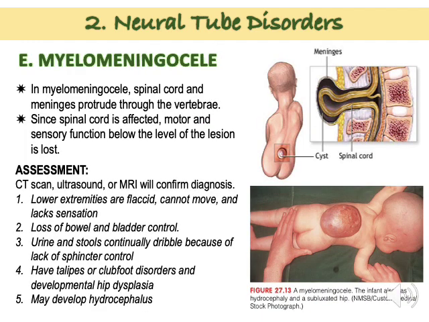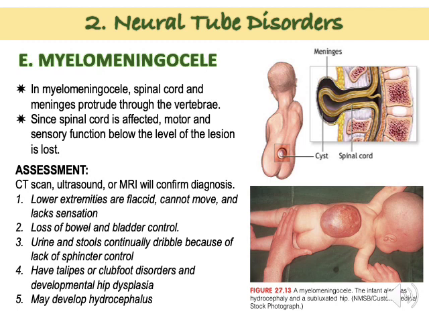Myelomeningocele, on the other hand, involves the protrusion of both the spinal cord and the meninges through the vertebra, as shown in the photo. Compared with meningocele, in meningocele only the meninges protrude and the spinal cord is intact. Since the spinal cord is affected, motor and sensory function below the level of the lesion is lost. This is how we can differentiate myelo from meningo, because of the neuron damage.